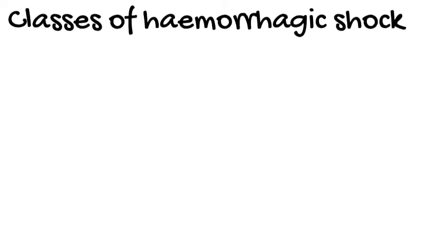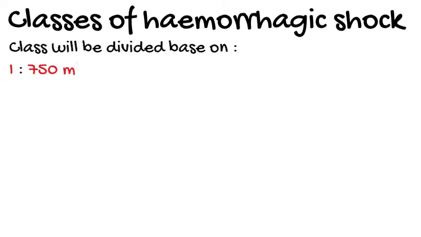As was asked earlier, the patient came to the emergency department with a BP of 100/60 mmHg. The pulse rate is around 120 beats per minute. The patient is in type 3 hemorrhagic shock classification. Now, I am revisiting the classes of hemorrhagic shock. The classes will be divided into a few parameters.